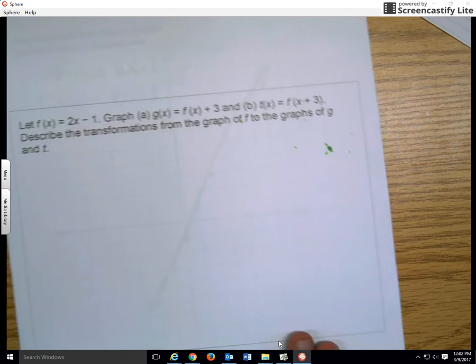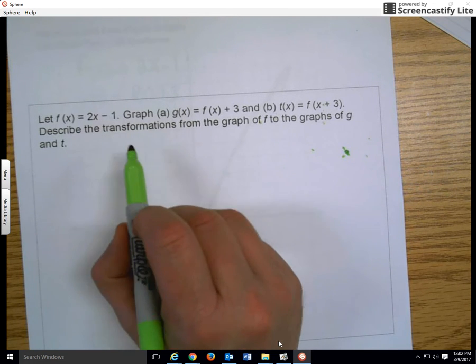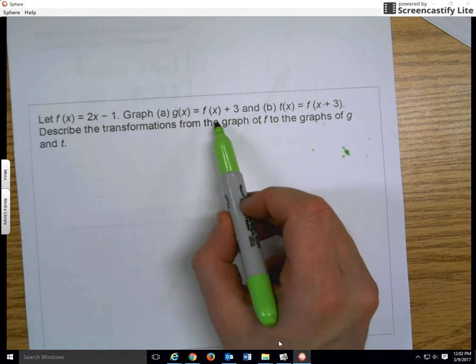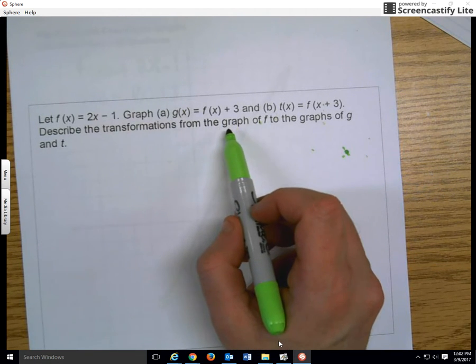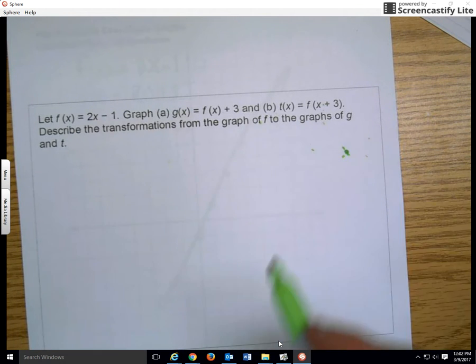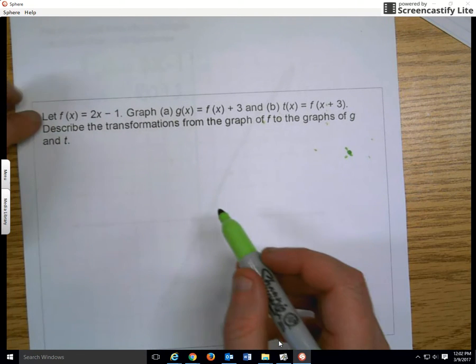So let's start with this first one. It says, let's graph f of x equals 2x minus 1. And then it tells you to graph g of x equals f of x plus 3. And then one other, t of x equals f of x plus 3, and the quantity. And then describe the information.